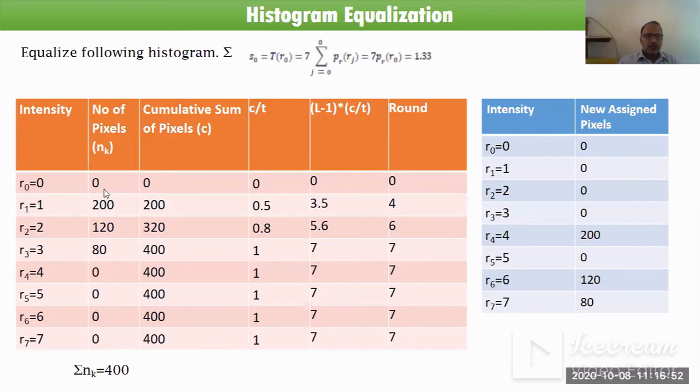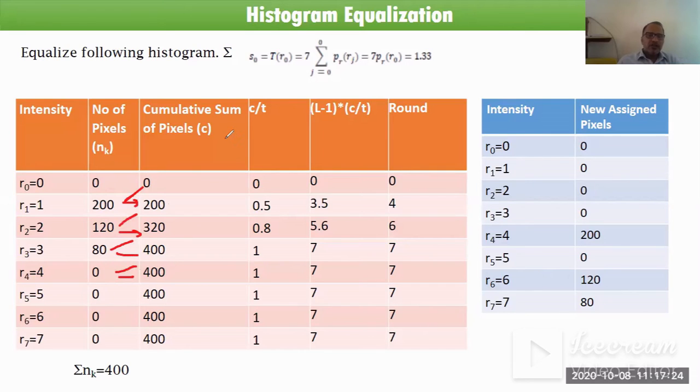So 0 plus the previous value 0 is 0. Then 0 plus 200, this is the cumulative sum. The sum of these two is written here. So 0 plus 200 will be 200. Then 200 plus 120 equals 320. 320 plus 80 will be 400. Then 400 plus 0. In this way you can do the sum.